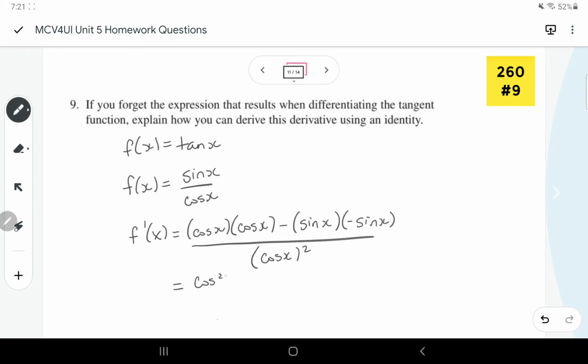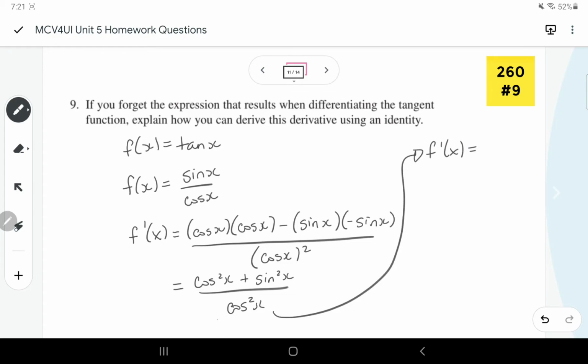So here we get cos squared x plus, with that double negative, sine squared x over cos squared x. And of course, that's our Pythagorean identity on top. And so it's 1 over cos squared x, which is just secant squared x. And that's really where the derivative of tangent comes from, just taking the derivative of sine over cos.